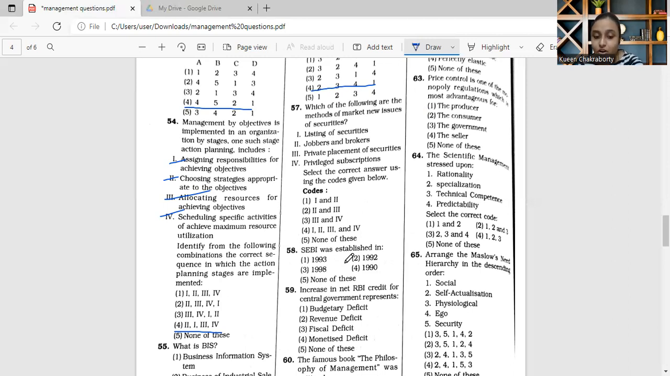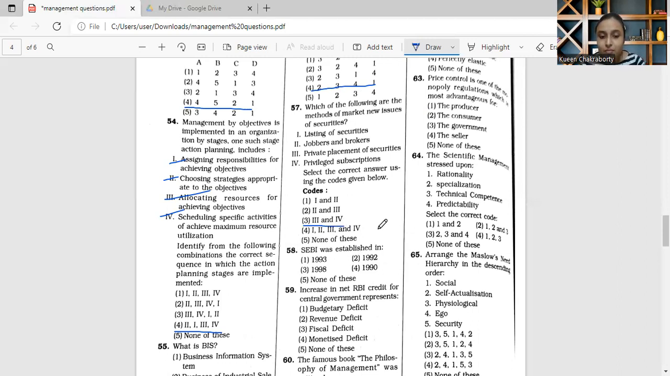So that is why it is called privileged subscription, because you were already an existing customer and that is why you have this. So then we have option 3 and 4 to be the correct one, that is private placement of securities and privileged subscription. These are the two options left with us. So accordingly, our code will be code number 3, that is option number 3 and 4 together.